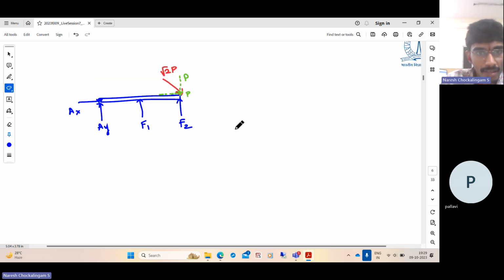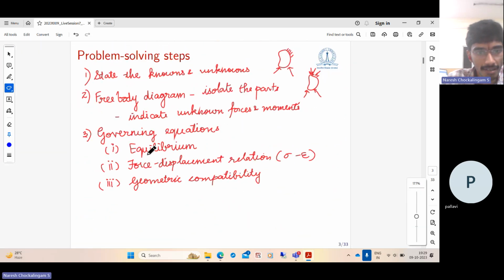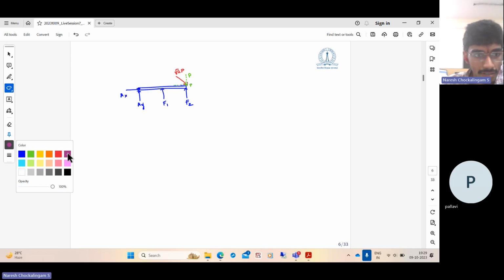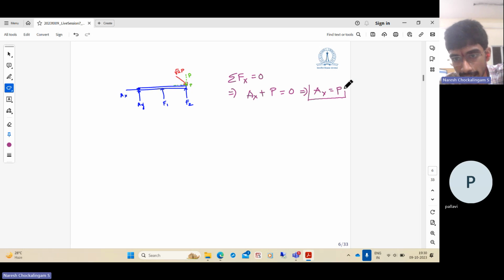What is the third step? Third step is to enforce all the governing equations. So the first one is equilibrium equations. So let us write that. If you set the sum of all forces along the x direction equal to 0, we get AX plus this green component, the horizontal component of P, which is P, equal to 0, which means AX is equal to P. So we got the horizontal reaction directly, but that is not what the problem is asking for.